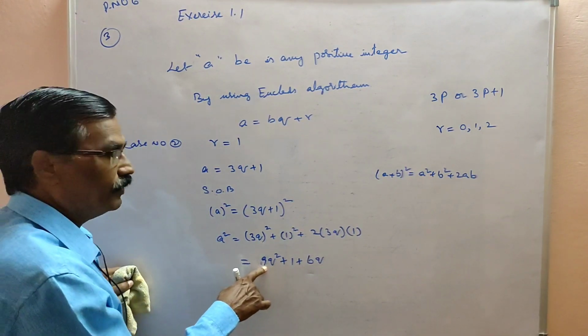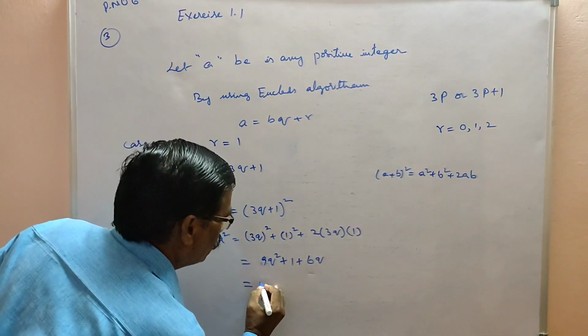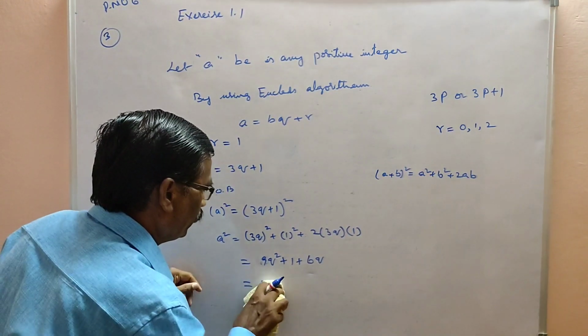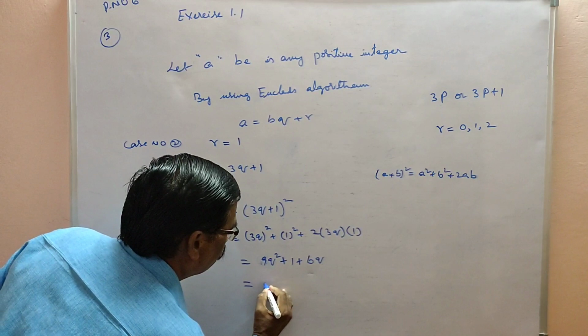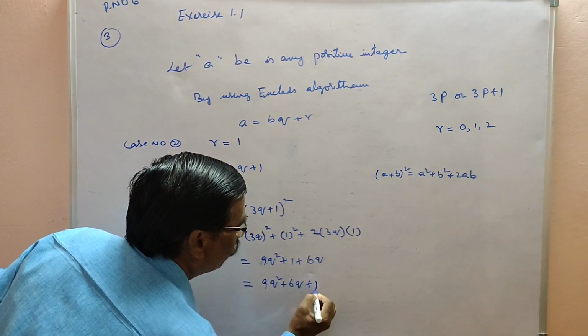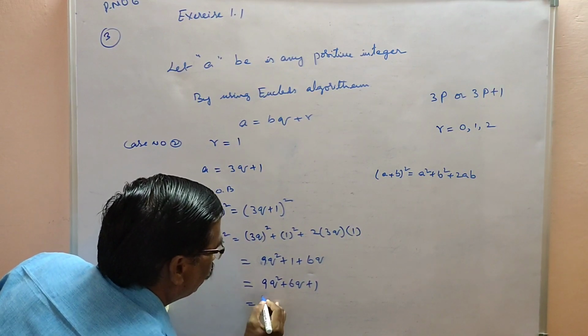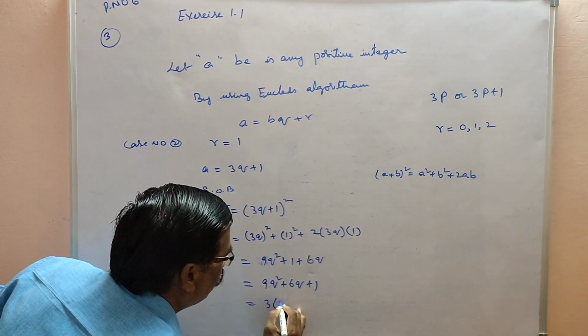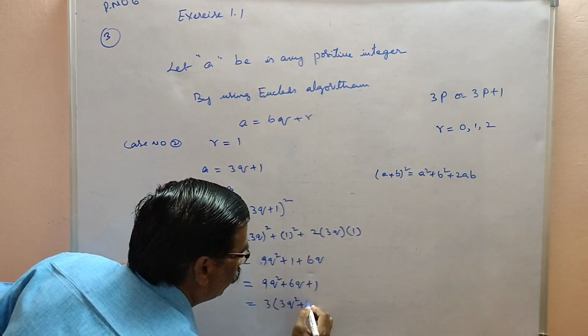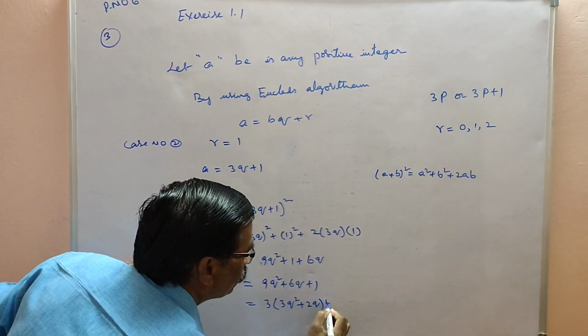Here we can take 3 common. Here also we can take 3 common. Or otherwise I will write like this: 9q square plus 6q plus 1. So here I am taking 3 common, 3q square plus, here 3 common, 2q, and plus 1.